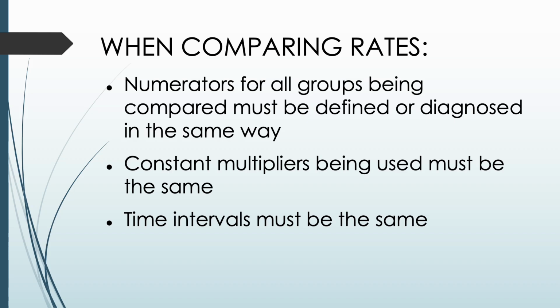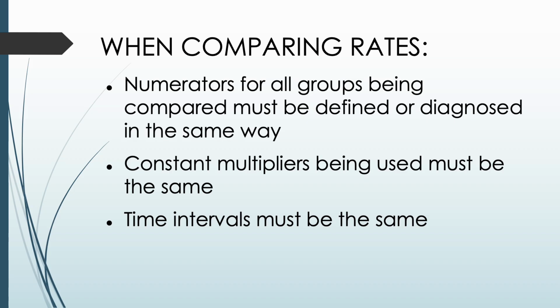You have to remember, when comparing rates, numerators for all groups being compared must be defined or diagnosed in the same way. For example, gamers may mean those involved in online gaming or those in the casino. So you have to be specific with how you define your numerator.